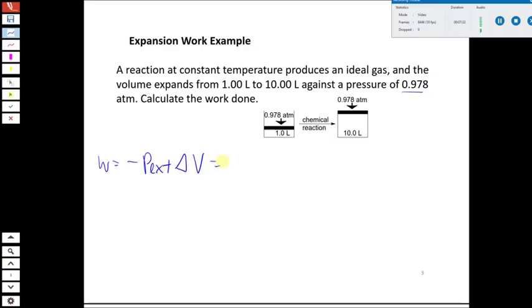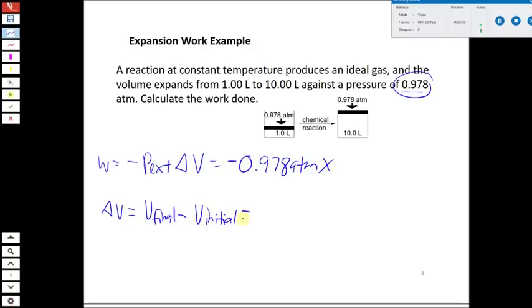The external pressure, we're told, is 0.978. So we're expanding against a pressure of 0.978 atmospheres. So that's our P external. We have to remember to keep the minus sign. And then delta V is going to be just V final minus V initial. We have to make sure we keep straight which one is final and initial. So it's from 1 liter to 10 liters. The final volume is 10. The initial volume is 1. So that means the change in volume is 9 liters.